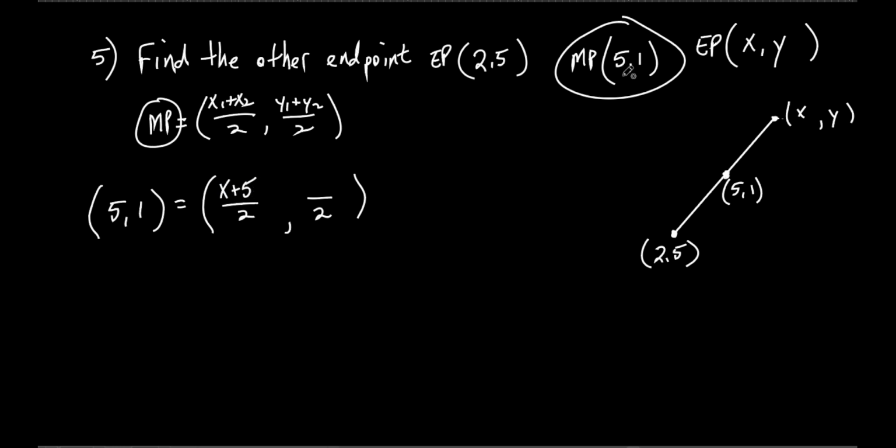Would you agree? Because x1 plus x2 means we take the x's of the endpoints and add those together. It's 2. It's not 5. I did that to see if you were paying attention. It's this one. Okay, so it's x plus what? 2. And then it's what? Y plus what? 5.